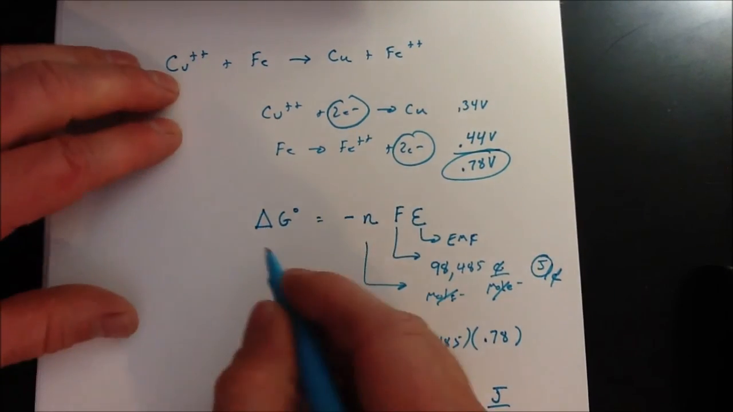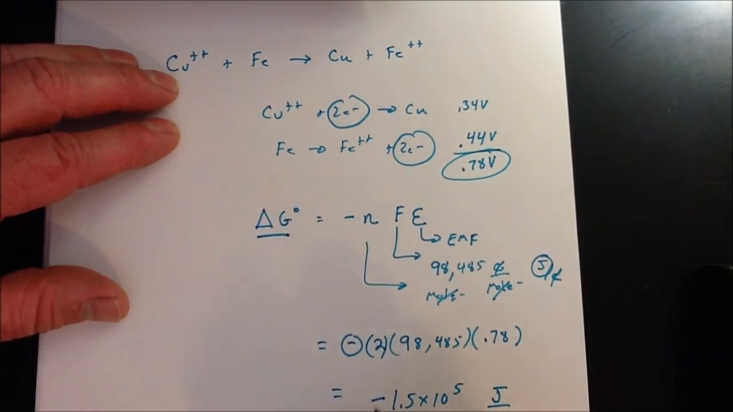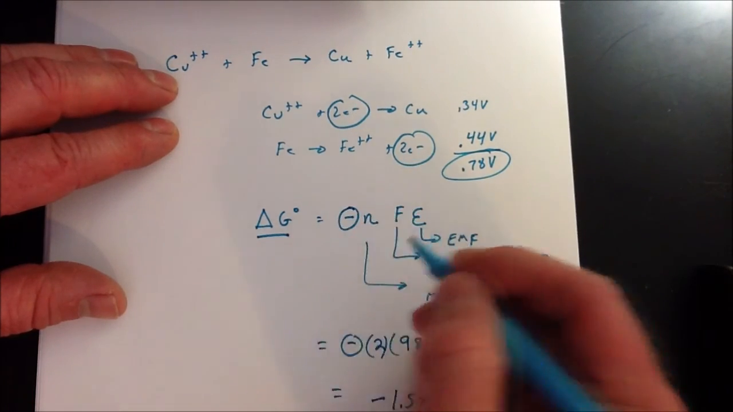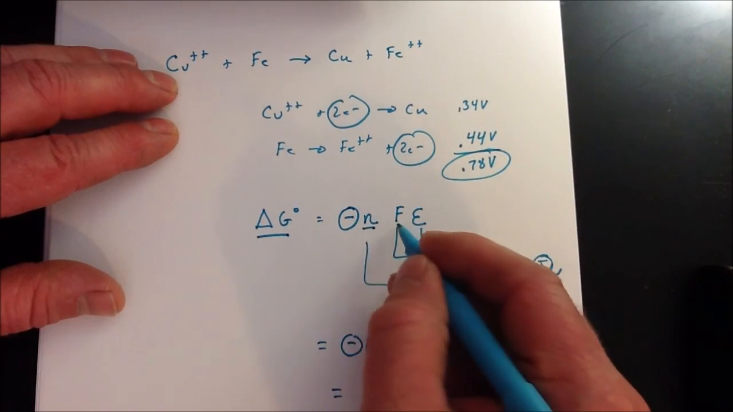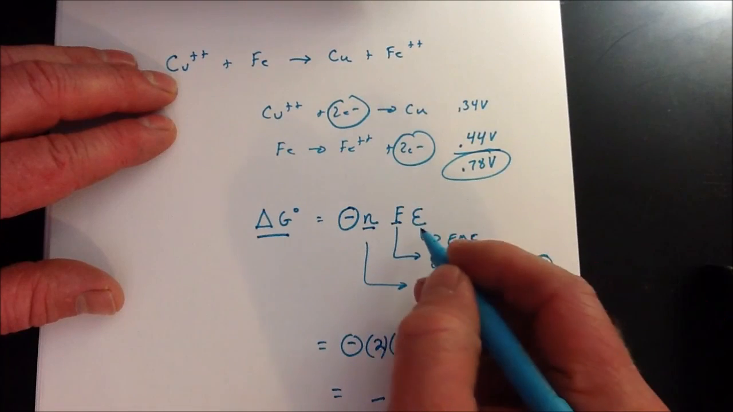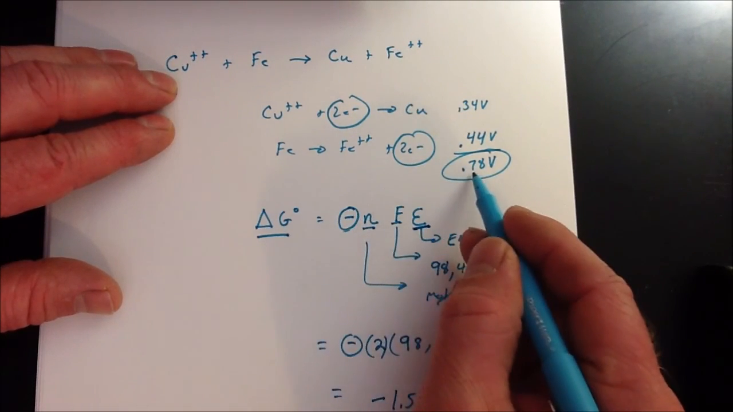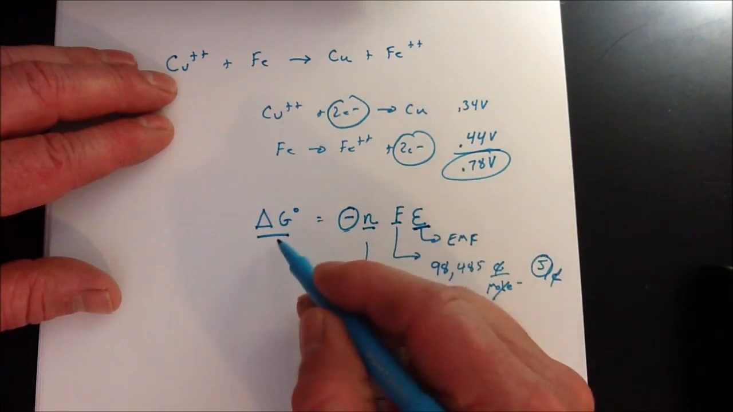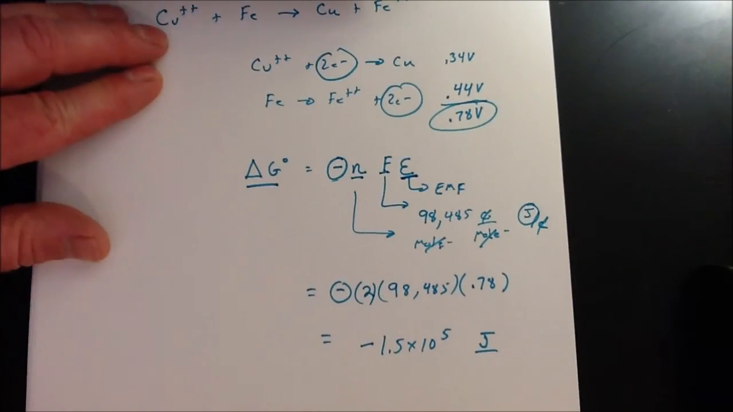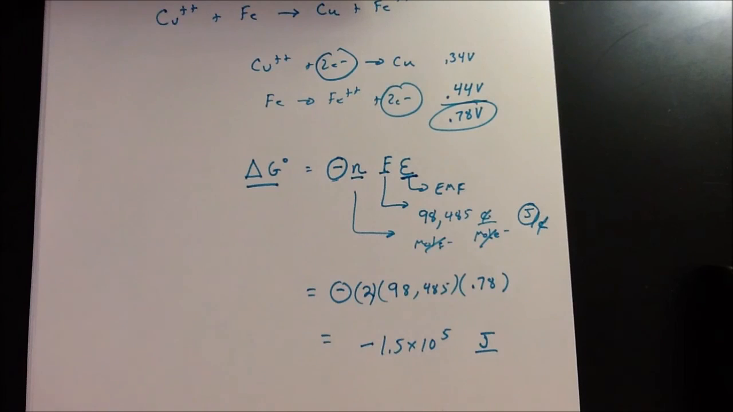Now again, delta G here is negative. Why? Well, it's pretty simple. We got a negative sign here. This is moles of electrons, a positive value. This is a constant, it's positive. If this is positive, then delta G is going to be negative. So understand that positive EMF means spontaneous, and negative delta G also tells us that this reaction will be spontaneous.